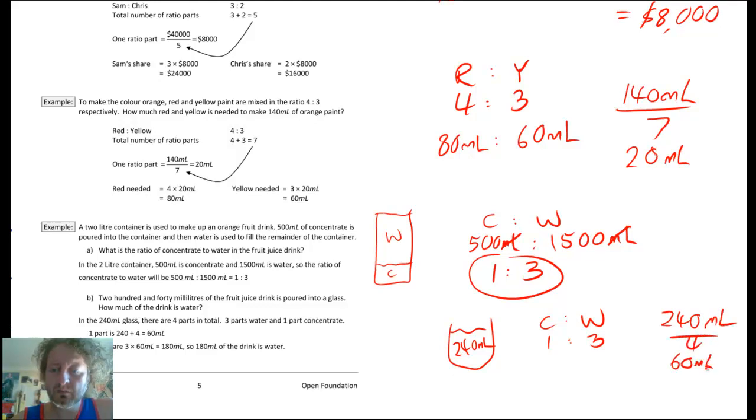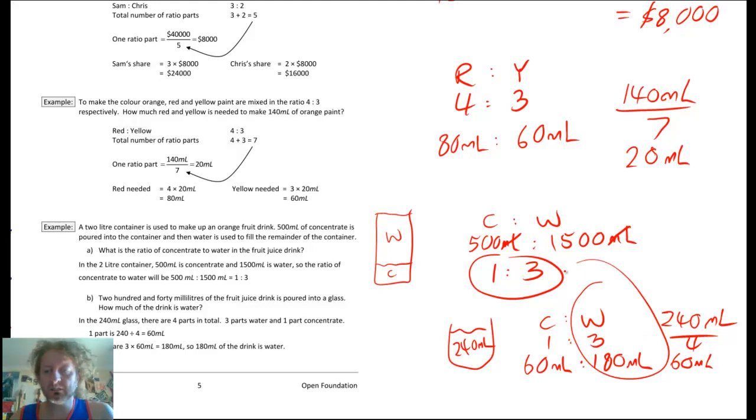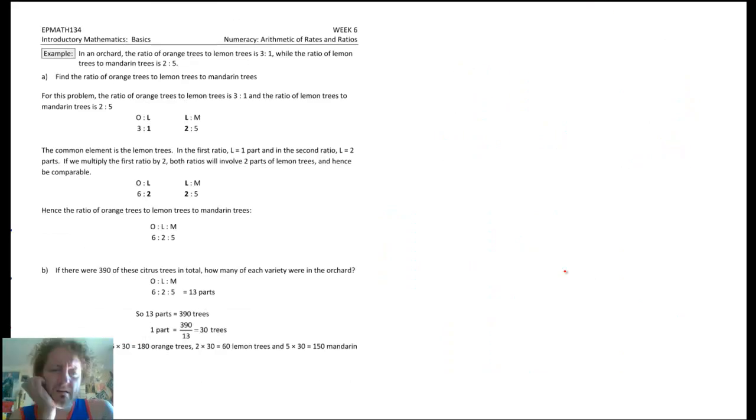So 1 of these 60s is 60. 3 of these 60s is 180. Yes, they add up to 240, but the question only wanted to know how much of the drink was water. That's how much. 60 was concentrate, but 180 was water. Almost fun, I'm hoping. Now, this next one.